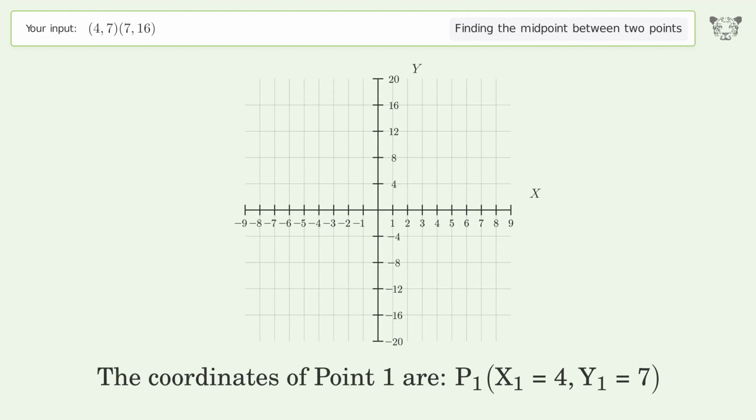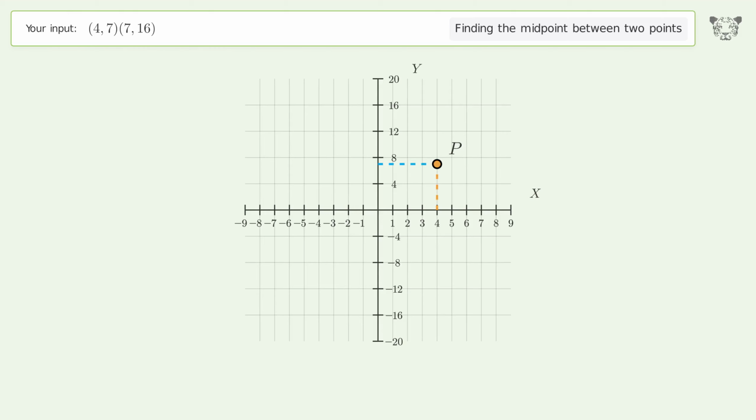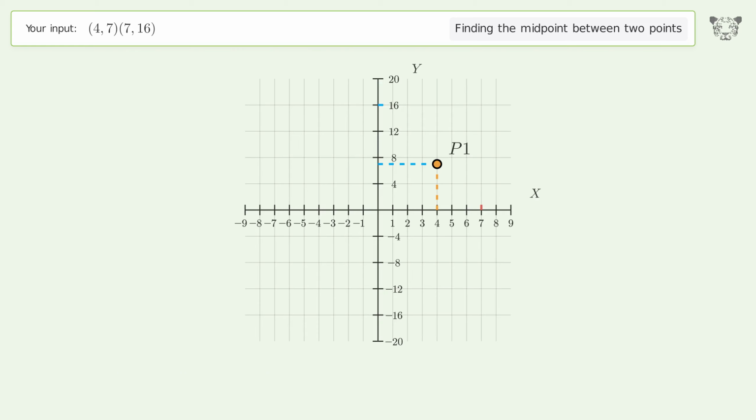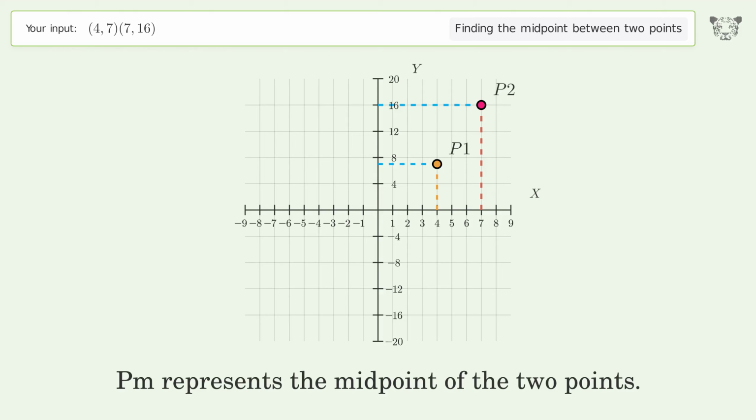The coordinates of point 1 are, x1 equals 4, y1 equals 7. The coordinates of point 2 are, x2 equals 7, y2 equals 16. PM represents the midpoint of the 2 points.